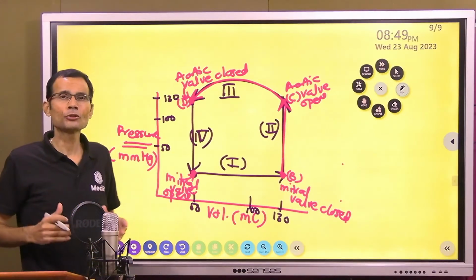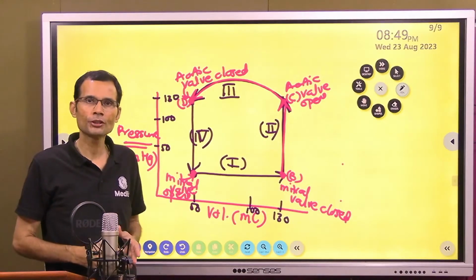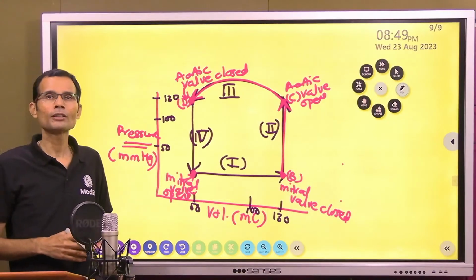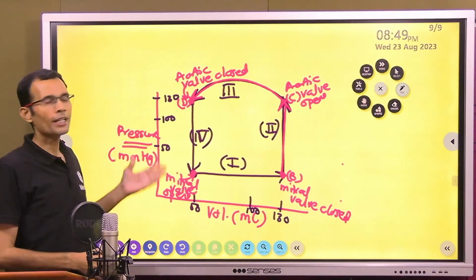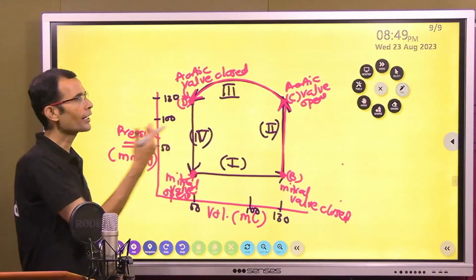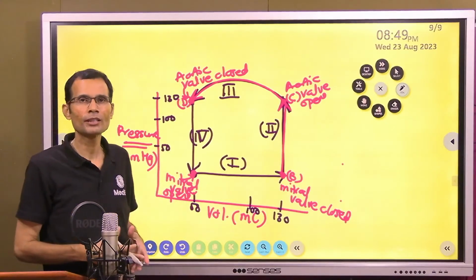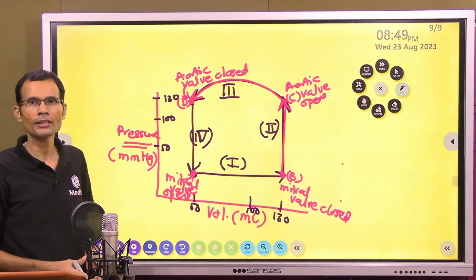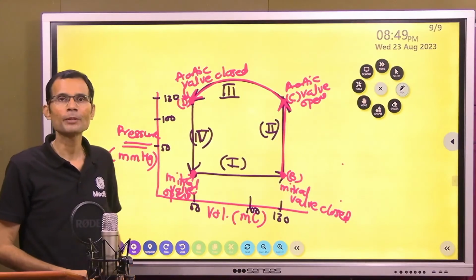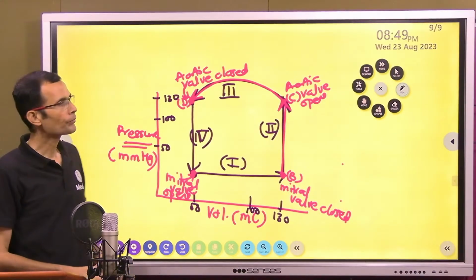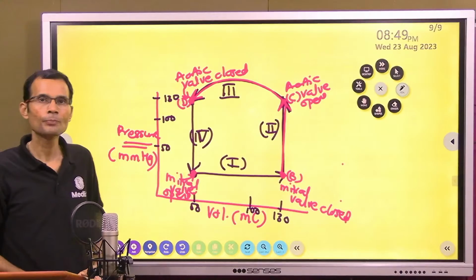So there is much to talk about, but since this is a rapid revision, I thought I would cover the major events, correlation with the ECG and the left ventricular pressure volume loop, because that is one thing I expect to be asked in the upcoming NEET. So I hope it was a productive session.